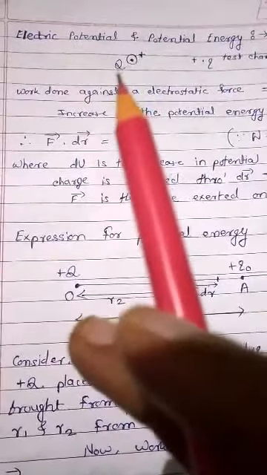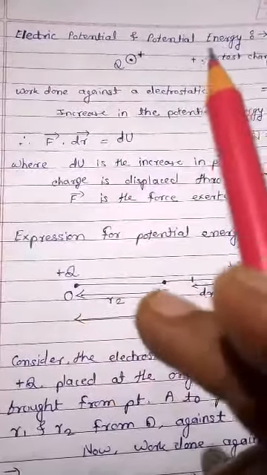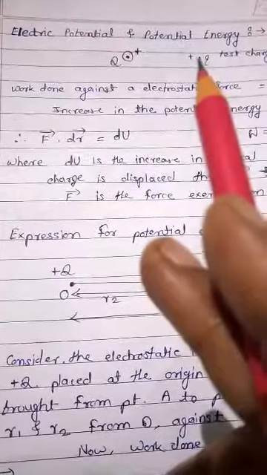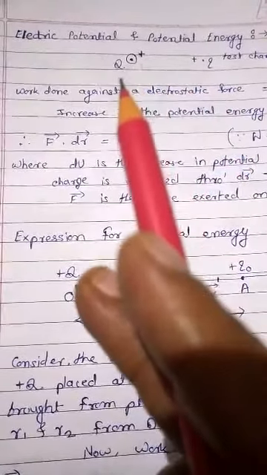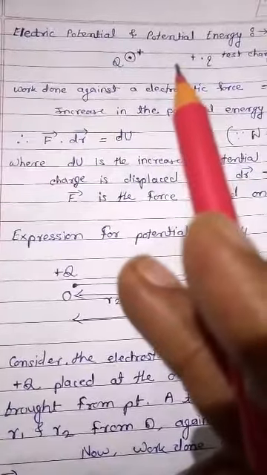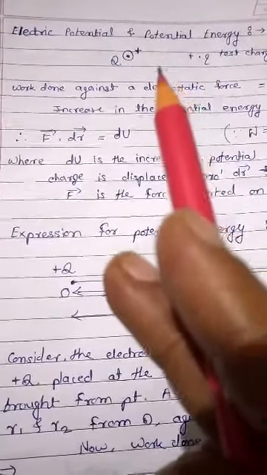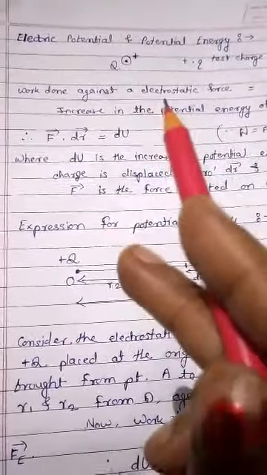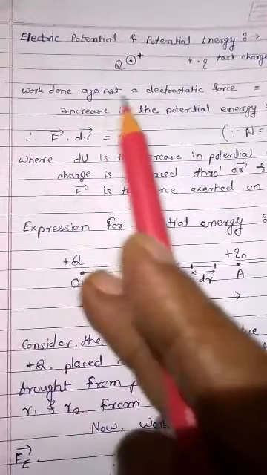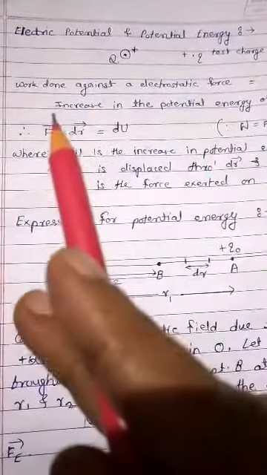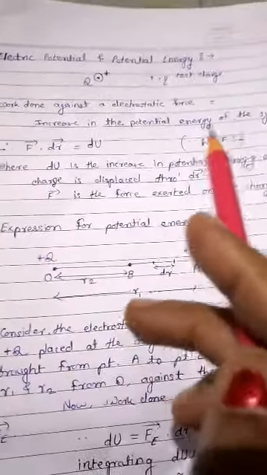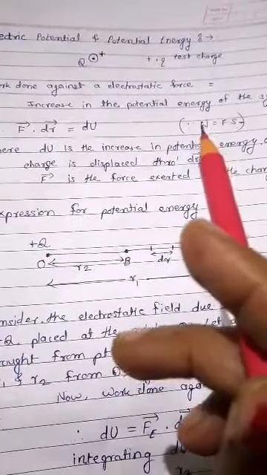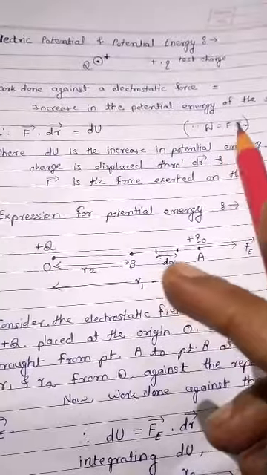Potential means considering only one charge, and potential energy considers two charges, because this is the work done when charge Q comes near to the Q. So here work done is created and this work done is converted into energy, means work done is nothing but the energy. So the work done against the electrostatic force is equal to the increase in the potential energy of the system. The formula for work done is work is equal to F into S, means force into displacement.